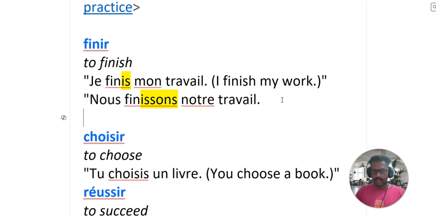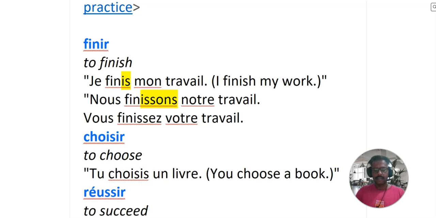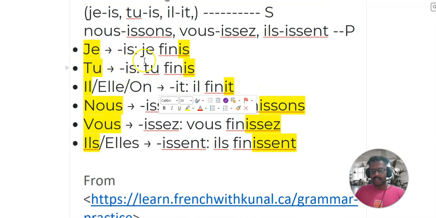Same sentence with subject vous. Vous finissez votre travail. You finish your work. You see here, ici, I added issez because the ending that you have to add with vous is issez. Vous finissez votre travail.